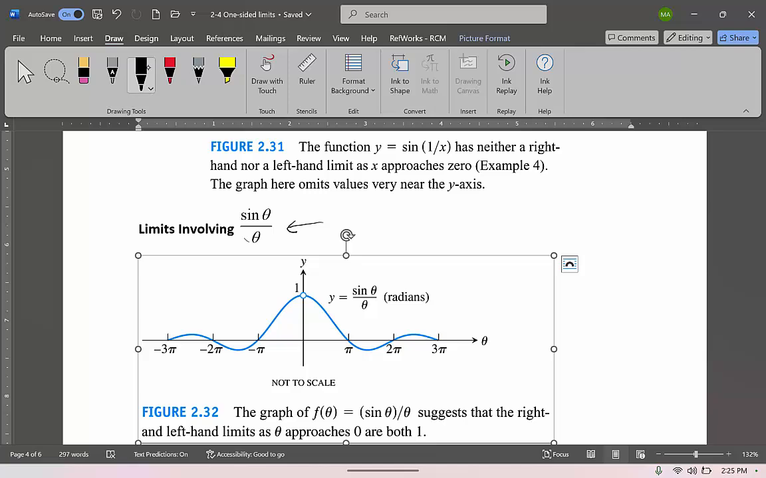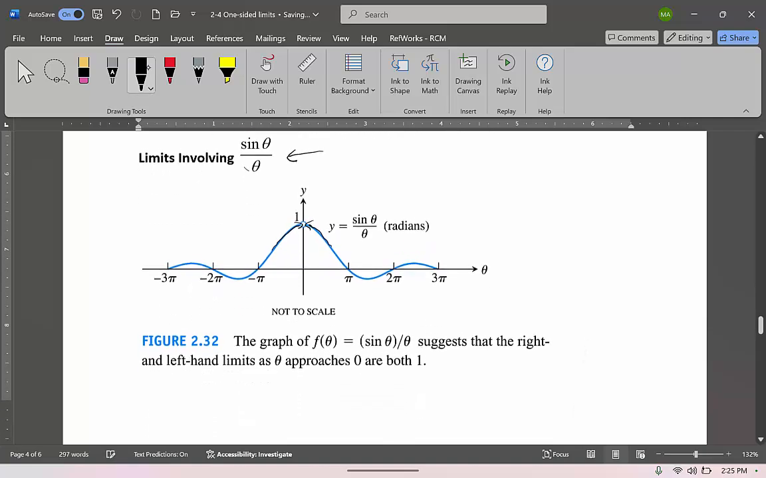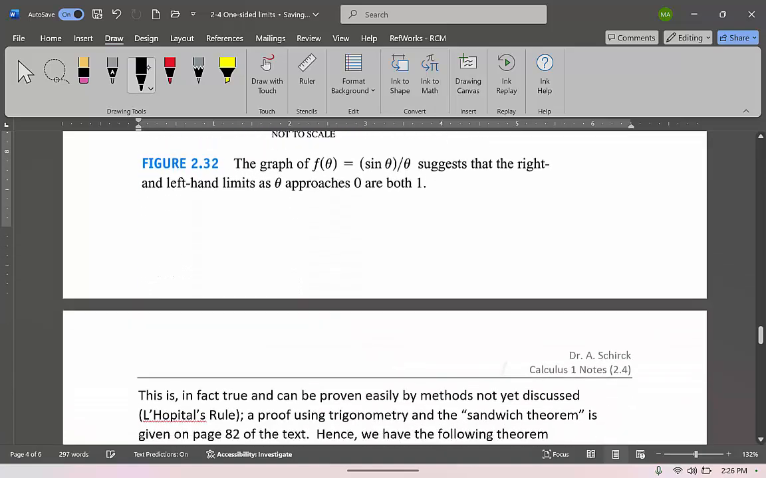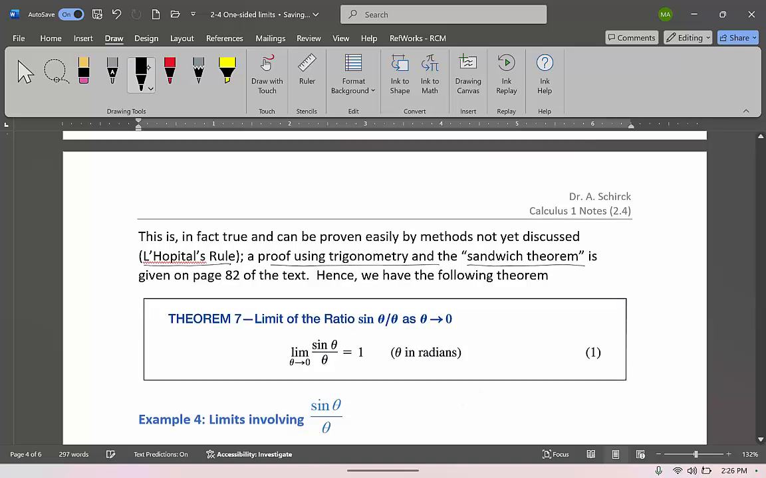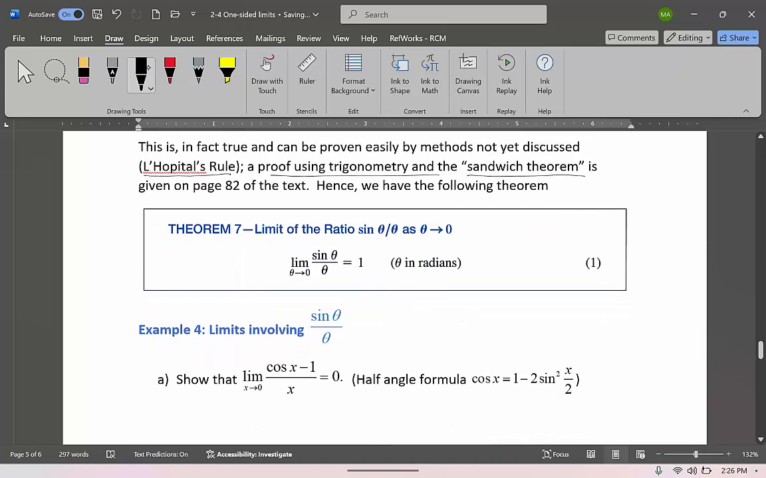But the graph actually does have a limit. And as we can see from the picture, as we approach from both sides, the left hand and the right hand, the y values seem to be approaching 1. And that is, in fact, the case. It can be easily proven by methods not yet discussed, which is L'Hopital's rule. A proof using trigonometry and the sandwich or squeeze theorem is given in the textbook. But basically, we have the following theorem: the limit as theta approaches 0 of sine of theta over theta is equal to 1.